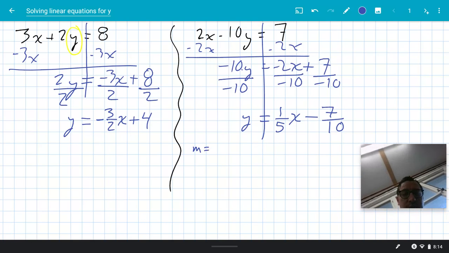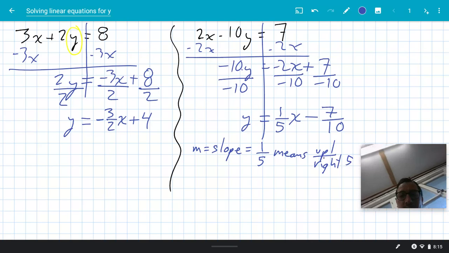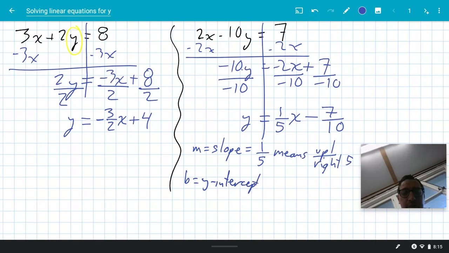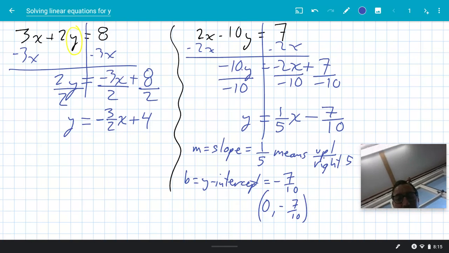If we have y equals mx plus b, the slope is m, right? And that's 1 over 5. Remember, we talked about how that means up 1, right 5. Same as down 1, left 5. And b is the y-intercept, right? And that's at negative 7 over 10, or (0, negative 7 over 10). Not the prettiest point to plot, but you certainly could plot it.